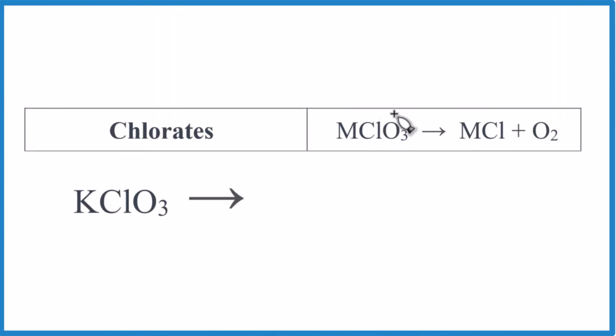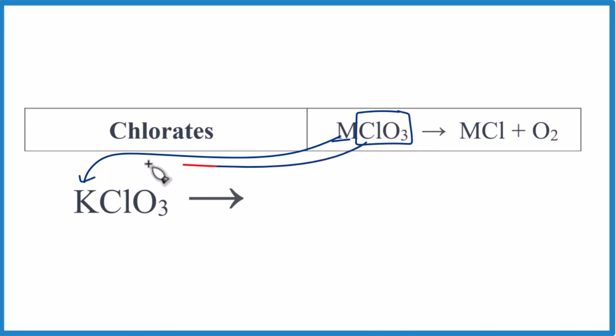So here's the general pattern. We have a metal, the metal right there, that's the potassium. And then we have the chlorate. This is the chlorate polyatomic ion. It'll always have a 1- ionic charge. So potassium chlorate. So right here, this is the chlorate that we're dealing with. So when the chlorate decomposes, we're going to get the metal, that's the potassium, and then we're going to have chlorine, Cl. So potassium chloride, and then oxygen gas.